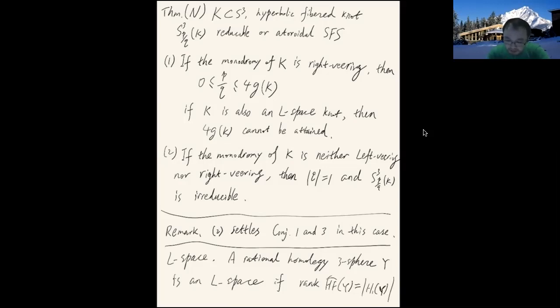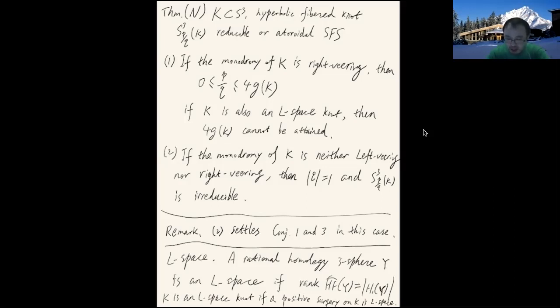Okay, and when we say K is an L space knot, it means that a positive surgery on K is an L space. So K is an L space knot if a positive surgery on K is an L space. So that's about L space.